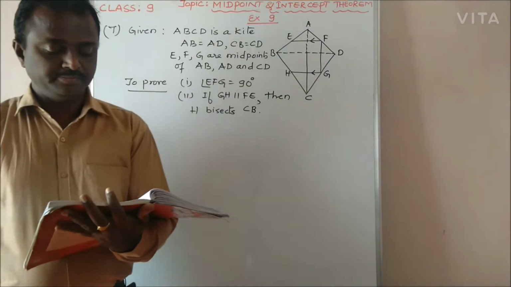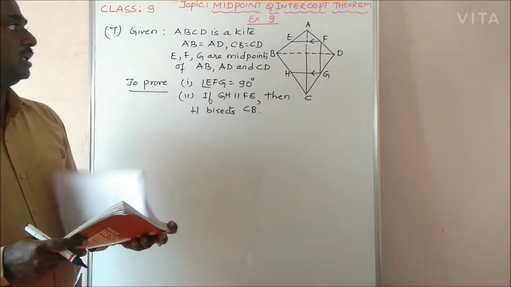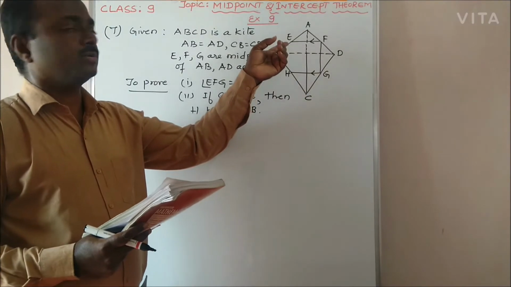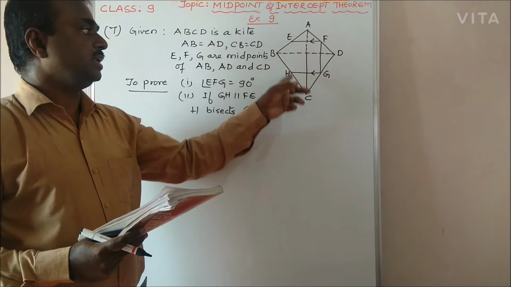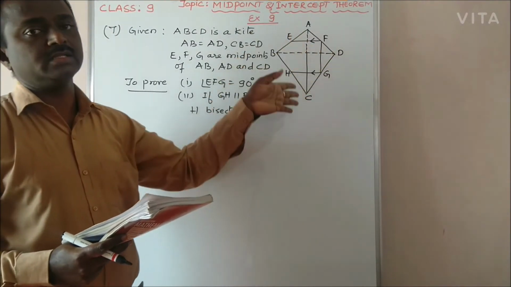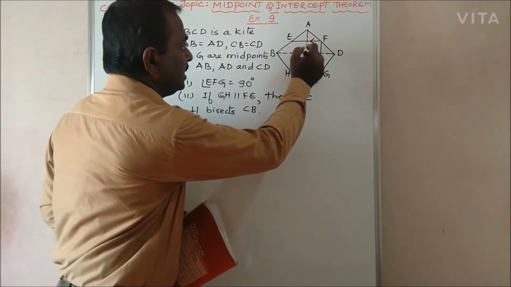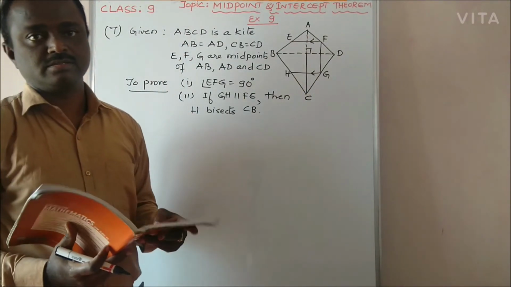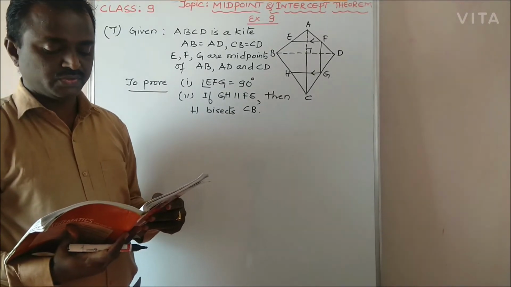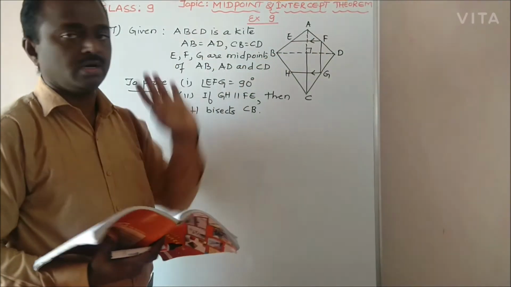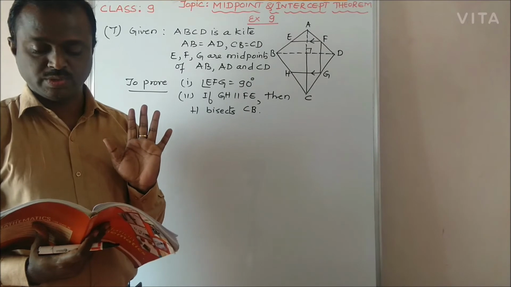So in question number 7, ABCD is a kite. Here two pairs of adjacent sides are equal: AB is equal to AD, BC is equal to CD, and the diagonals intersect at right angles. AB and AD are equal, they are given. CB is equal to CD. E, F, G are midpoints of AB, AD, and CD respectively.